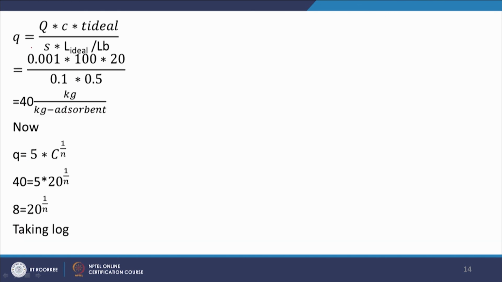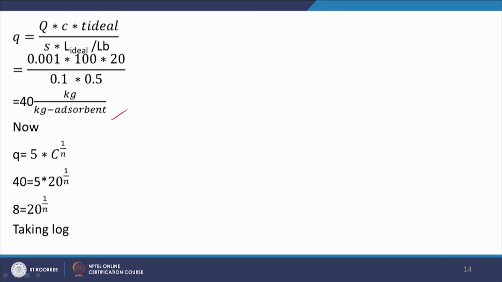So q is equal to Q into C into T ideal by S into L ideal by L b. Q is 0.001 as we calculated, C is 20, T ideal is 100, S is 0.1, and L ideal by L b is 0.5. By this we get q equal to 20 kg per kg adsorbent, that is 20 kg adsorbate per kg adsorbent. So in the first case we get the value of q.